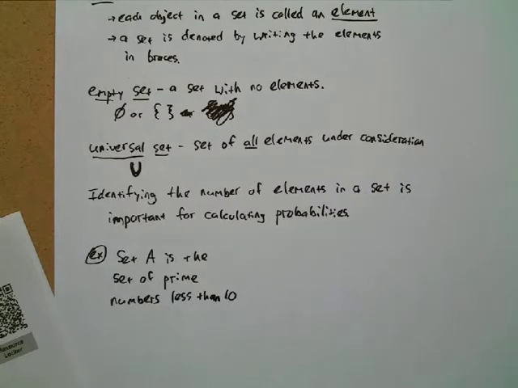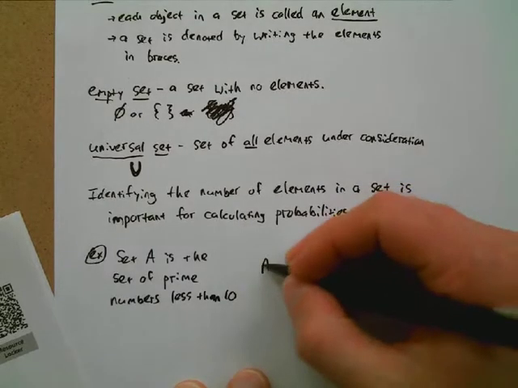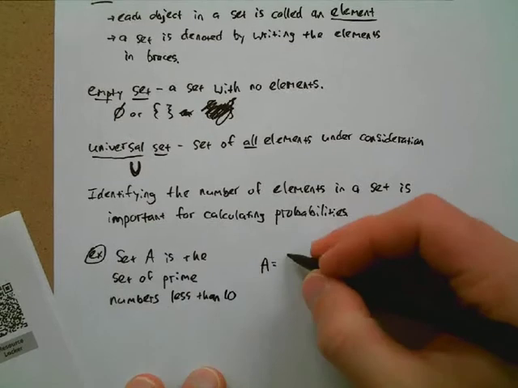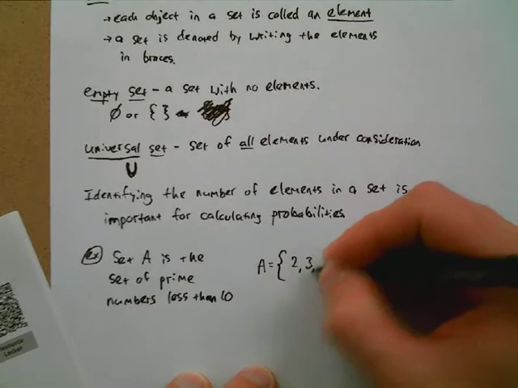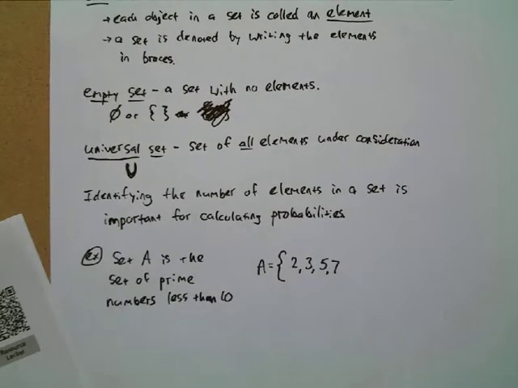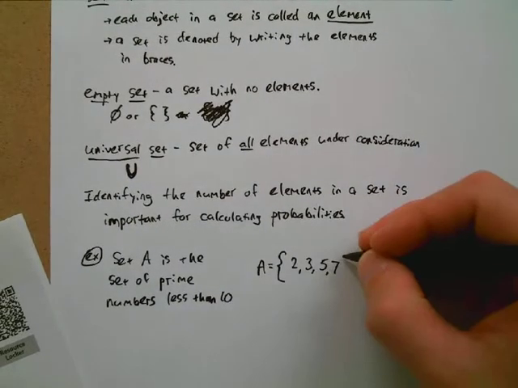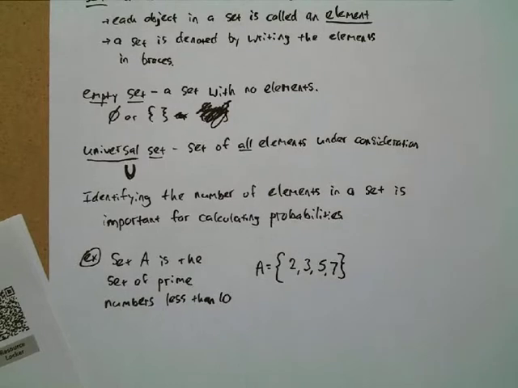The way we're going to write that is A equals, and then we'll make a little brace. So, what are the prime numbers that are less than 10? What will be in this set? 2, 3, 5, and 7. That's right.